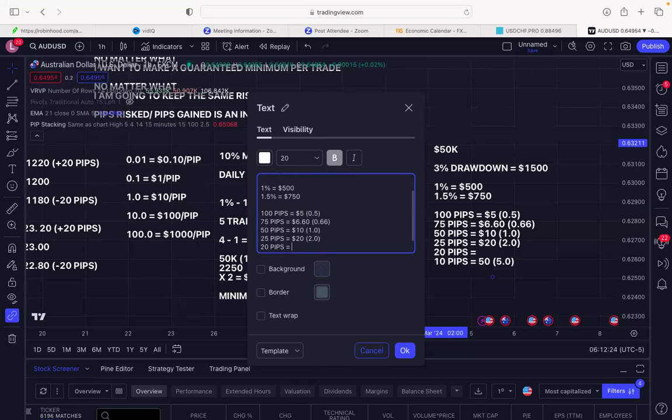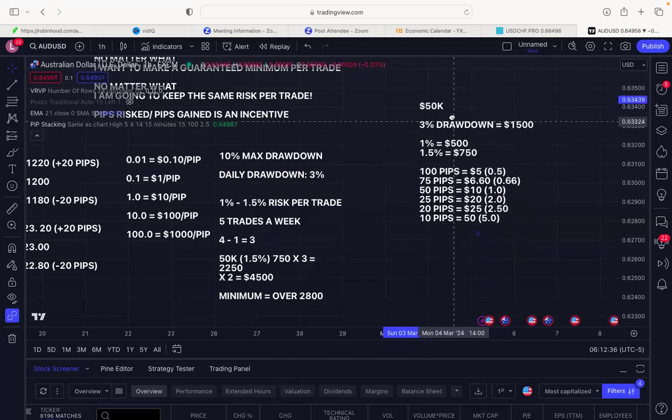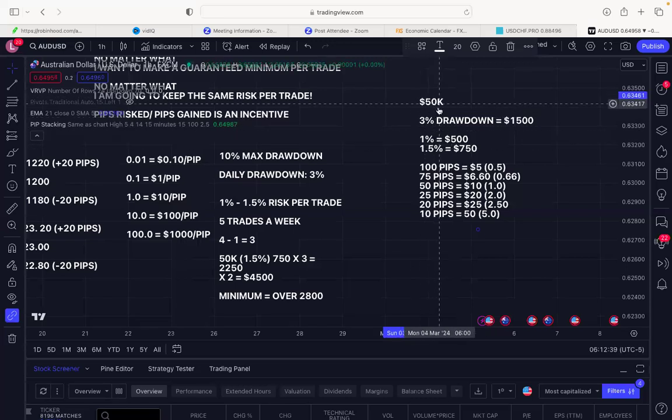20 pips. 20 times blank equals 500. You guessed it. Oh, you are crushing it. 25, so that's 2.5. Take a screenshot of it. Don't try to remember it. Write it down. This is the play right here. That's the framework, the guaranteed framework.